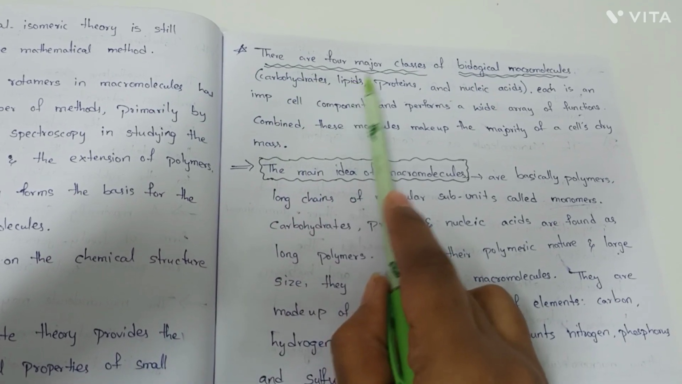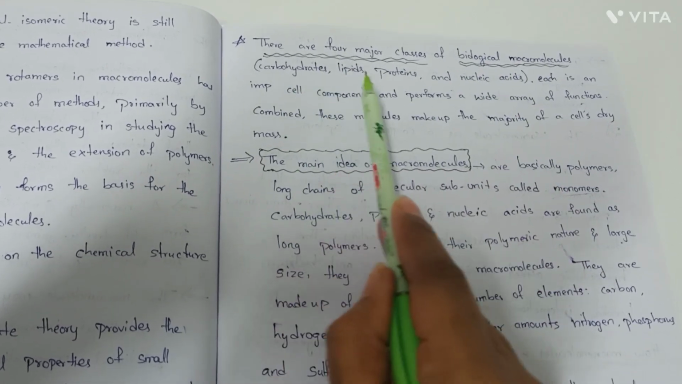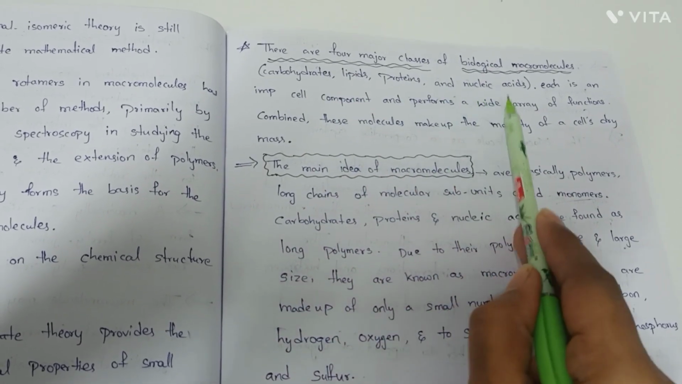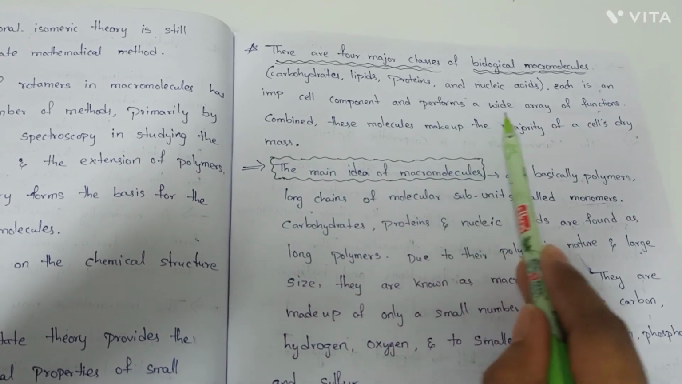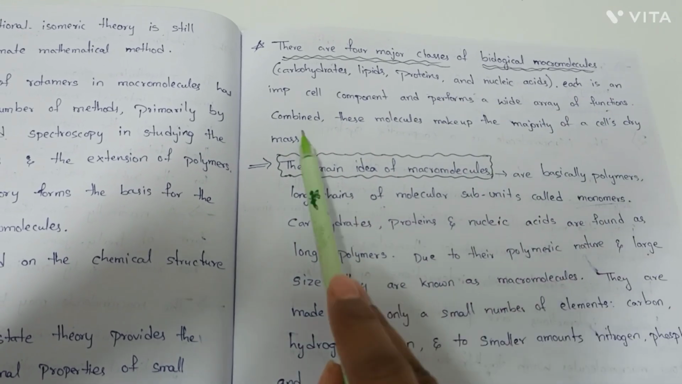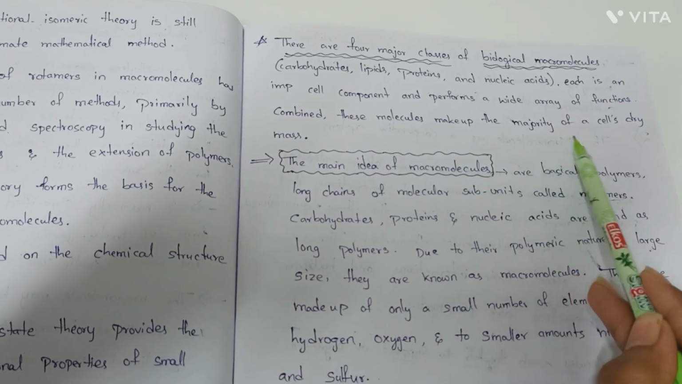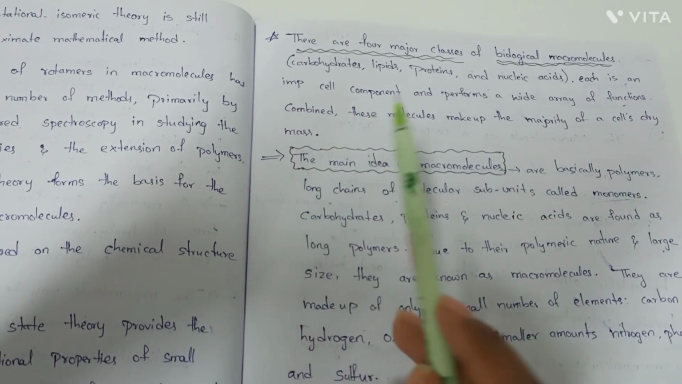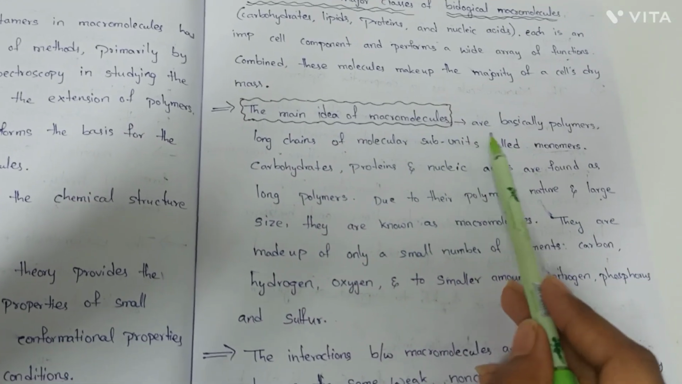We should know about the four major classes of biological macromolecules: carbohydrates, lipids, proteins, and nucleic acids. Each is an important cell component and performs a wide array of functions. Combined, these molecules make up the majority of a cell's dry mass. What is the main idea of macromolecules?